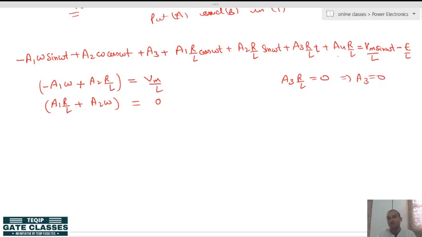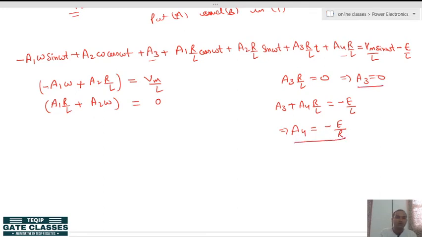And fourth, compare the constant coefficient. That constant coefficient is here, one is this and one is this. So what we will get? a3 plus a4 r by L is equal to minus E by L. So when you put this a3 equal to 0 here, you will get a4 is equal to minus E by r. So we have got a3, we have got a4.